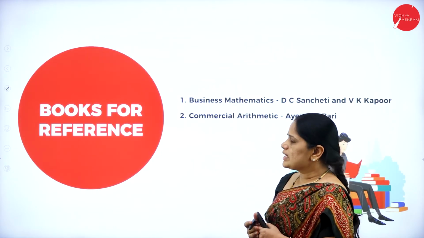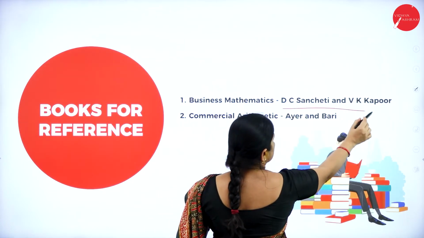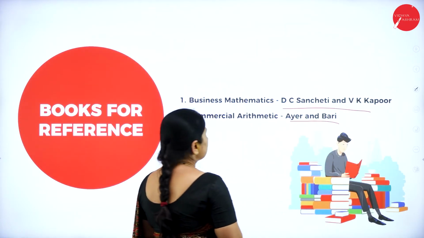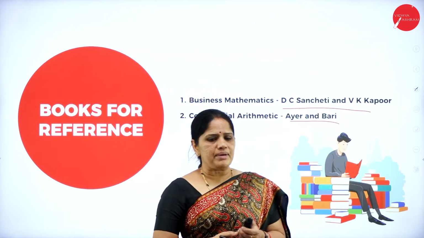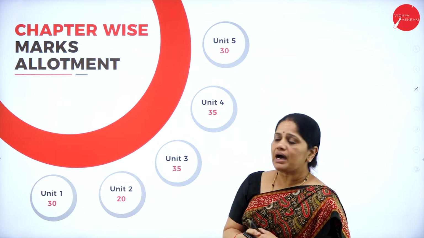Then next, what are the books for reference? You can have these 2 books, that is Sancheti and V.K. Kapoor, and Commercial Arithmetic, Iyer and Barry. Then next, we'll have a look at the chapter-wise marks allotment.